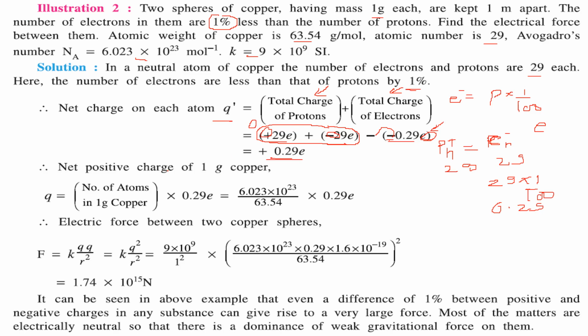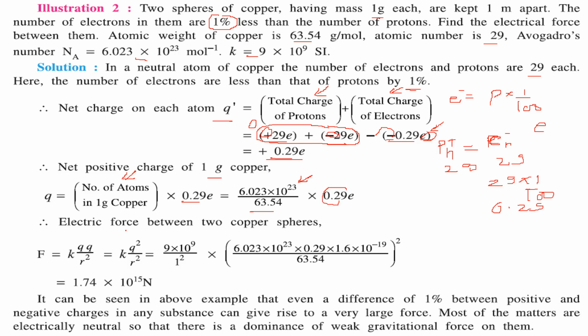So what will be the net positive charge on 1 gram of copper? We have to find the number of atoms in 1 gram of copper. This is found by the Avogadro number divided by the atomic weight. We know how to find the number of atoms in 1 gram of copper, and we multiply by this many charges. So this is the total charge.